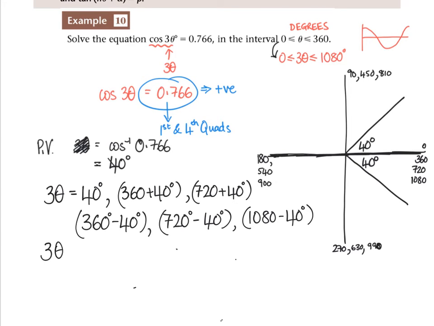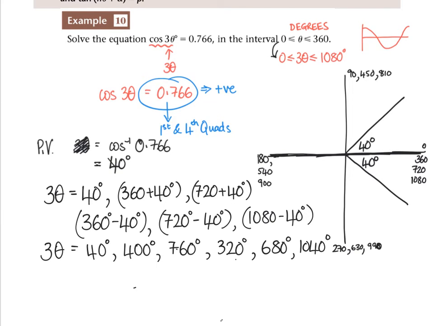So 3 theta is going to be equal to 40, 400, 760, 320, 680 and 1040. So 6 answers altogether there, but we want the theta. So what we have to do is divide each of these by 3, and the answers that we're going to get, we'll take them to 3 significant figures, and I'm also going to put them in order as well.